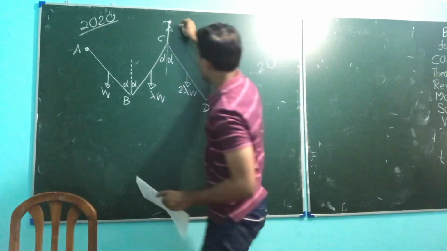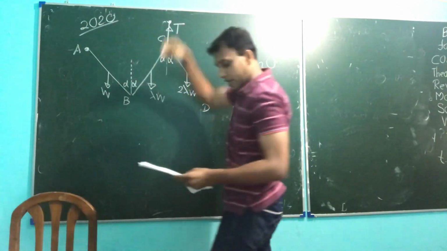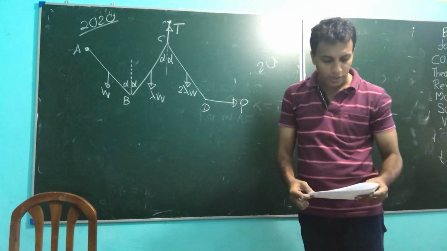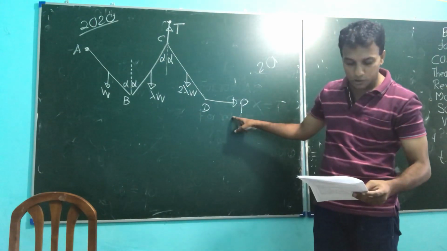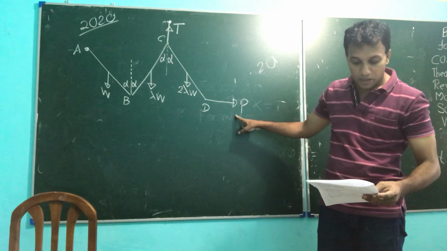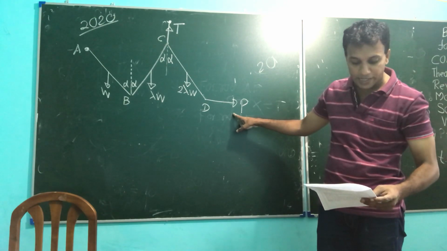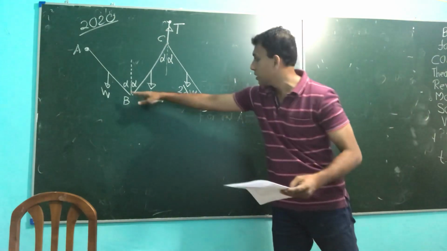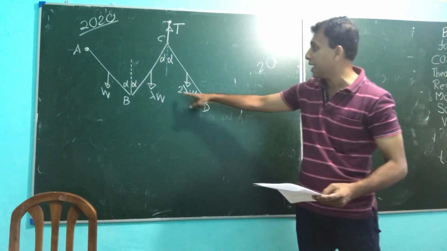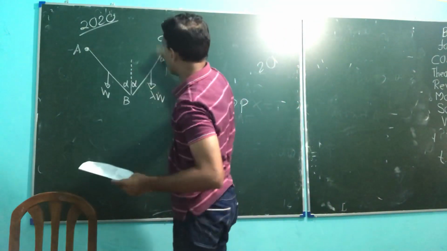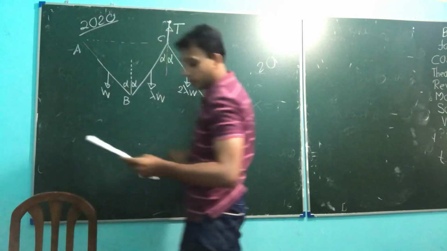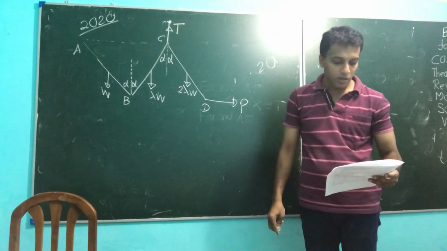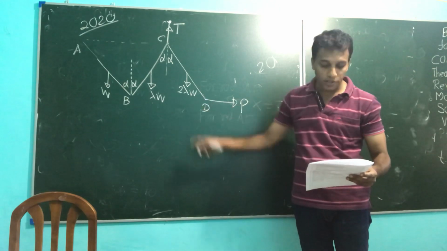There's a string, therefore a tension force here, right? A force P is applied to the end D, such that A and C are at the same horizontal level. This A and C, the same horizontal level. The angles are shown.